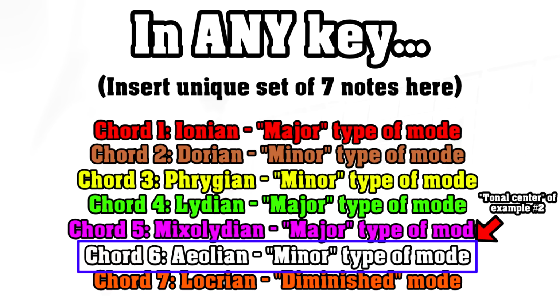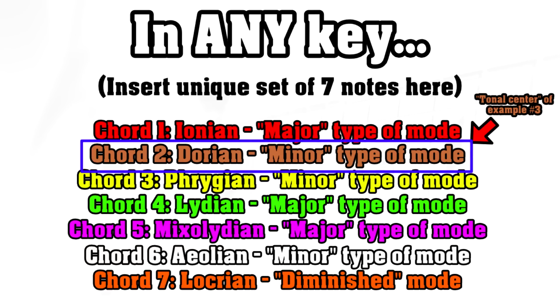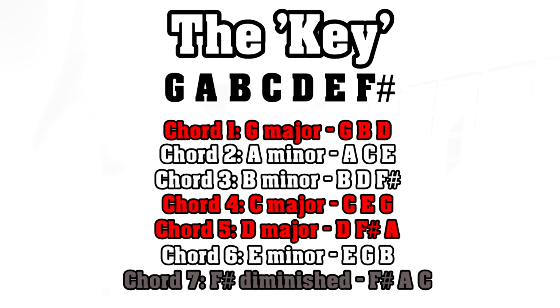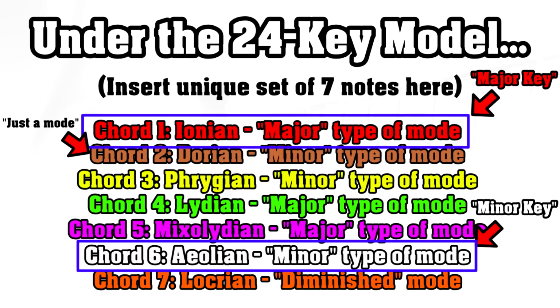Example number 2 could have been labeled as an Aeolian chord progression because its tonal center was the 6th chord within the key. Example number 3 could have been labeled as a Dorian chord progression because its tonal center was the 2nd chord. Under the 12-key model, we have remained in the exact same key the entire time. Each example was simply a different perspective of the same key, a different tonal center, a different mood, a different mode. Under the 24-key model, which states that there are major keys and there are minor keys, each of which are inherently different from one another, there is now added complexity.